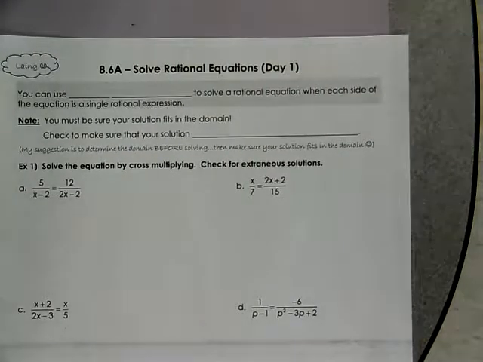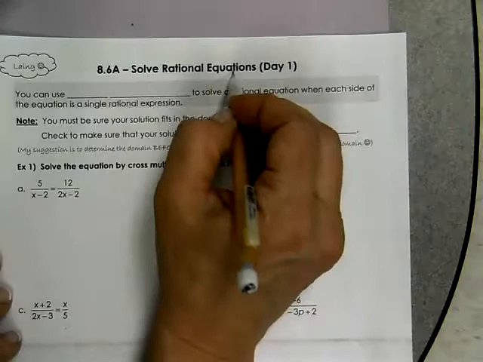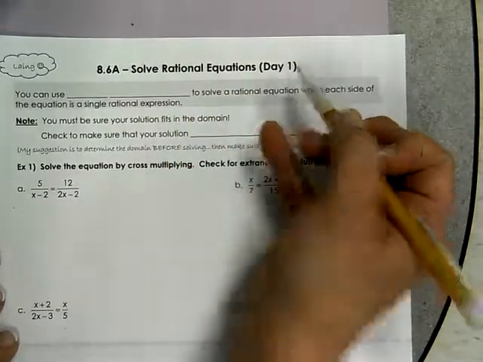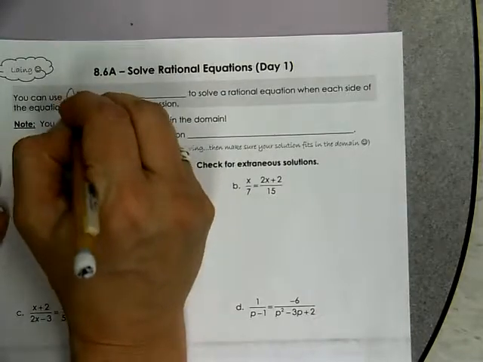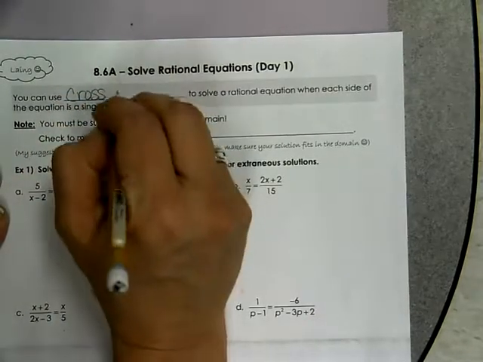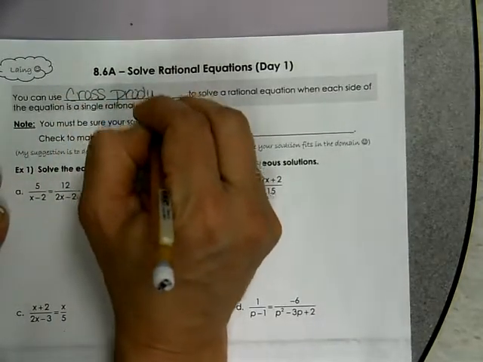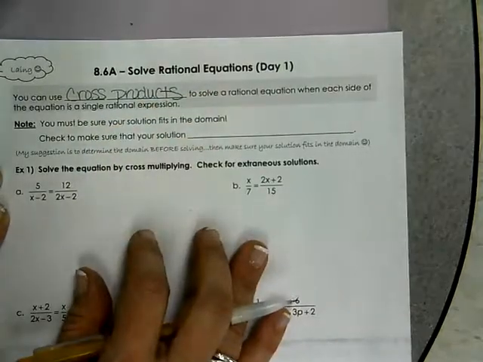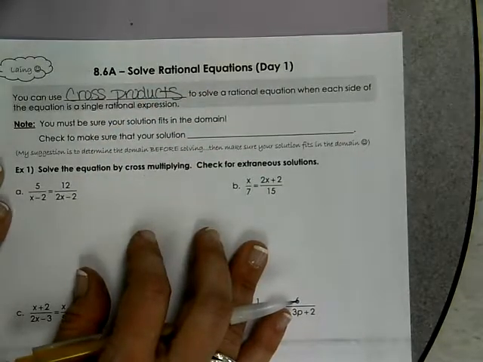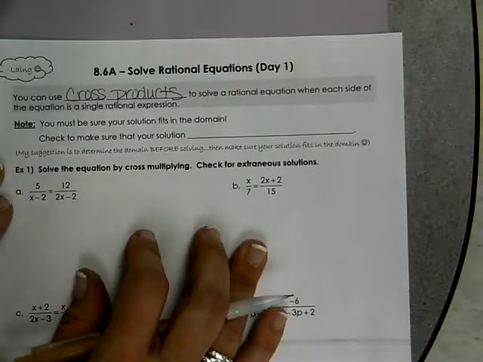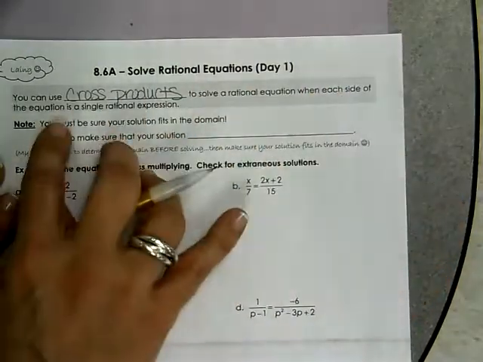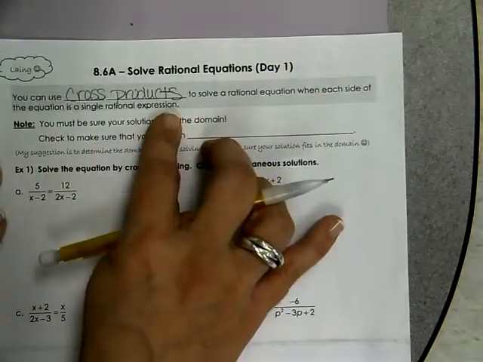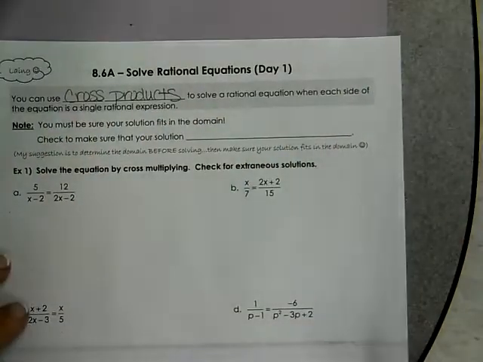Okay, today we are going to do notes on solving rational equations. This is the first day, and today is super easy because this is something that you've done in Algebra 1 and Geometry. We are going to be dealing with proportions, which means that we can just use cross products. So we can use cross products to solve a rational equation when each side of the equation is a single rational expression. Essentially, that means it has to be a proportion.